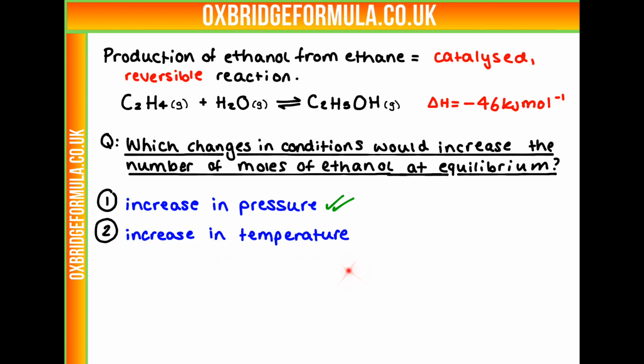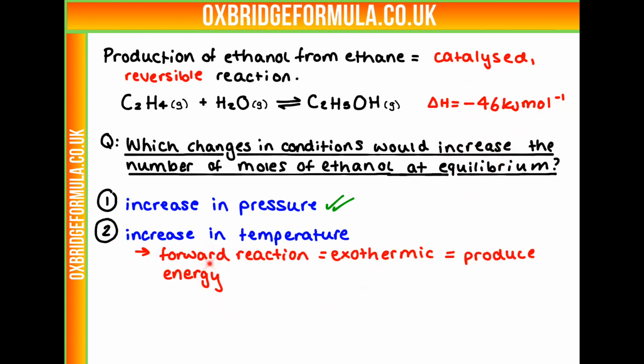So if we increase the temperature, what's going to happen to our system? Well, what information do we know that we could use to answer this? We know the enthalpy of the equation, and this is a minus number, so the forward reaction is exothermic, so that means it produces energy. So what I like to do for these questions is if it produces energy, I'm going to put a little plus E, so this side produces energy.